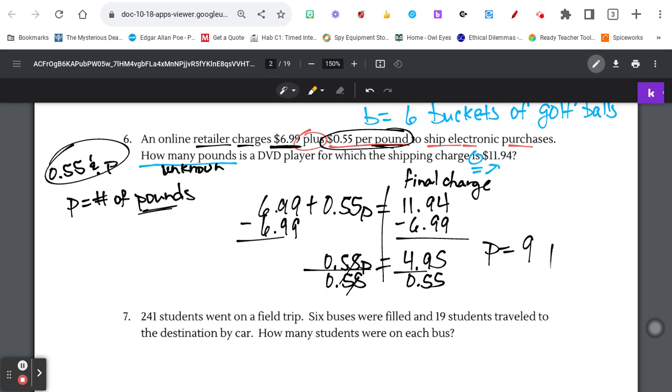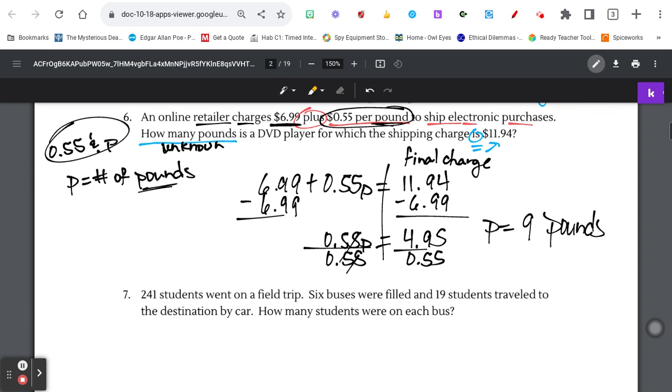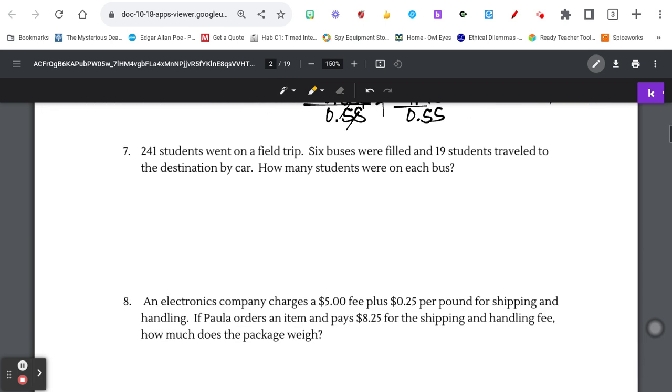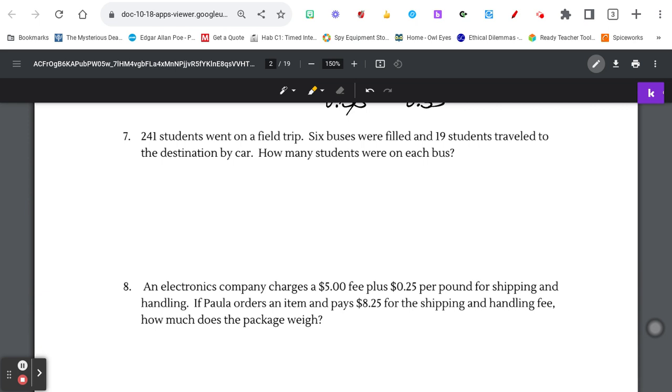And we divide and we get 9 pounds. The DVD player weighed 9 pounds. It's a heavy DVD player. Okay. All right, let's take a look at 7.